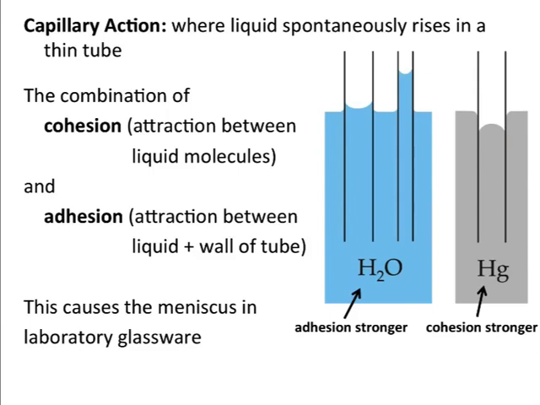Now mercury, on the other hand, is nonpolar, and so in a polar tube, it'll shy away from the edges of the tube. And it'll tend to make a reverse-looking meniscus, which is pretty cool.